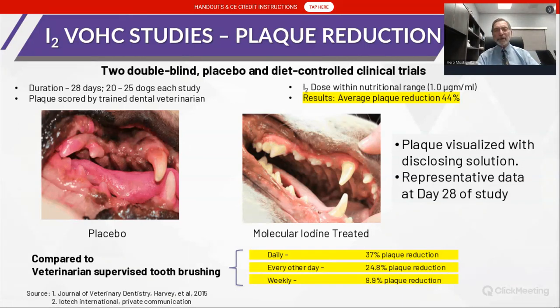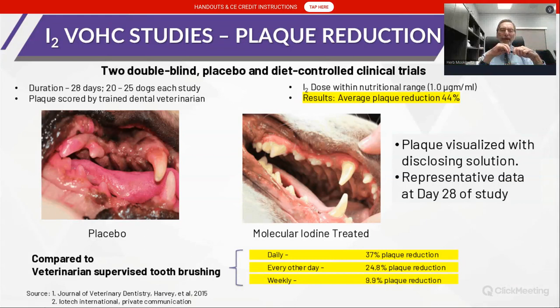Okay, so this is not anything more. Think of it as a nutritional supplement. It was nothing more than what their bodies would want or need. And in addition to that, they had a control group, or a control arm, to the study with another 25 dogs who did not have iodine added to the drinking water.